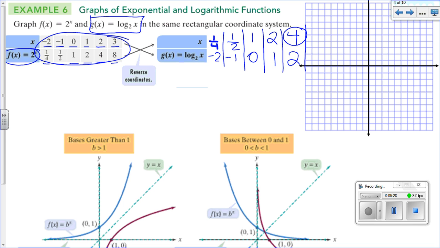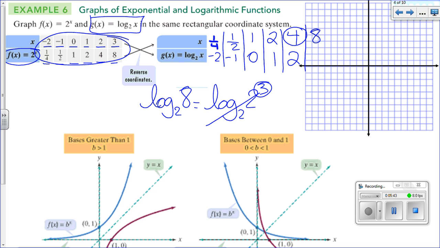Now, if x is equal to 8, let me show you here, the log of 8 base 2 is the same as the log of 2 to the power 3 base 2. So here we can apply that rule, and the answer is 3.